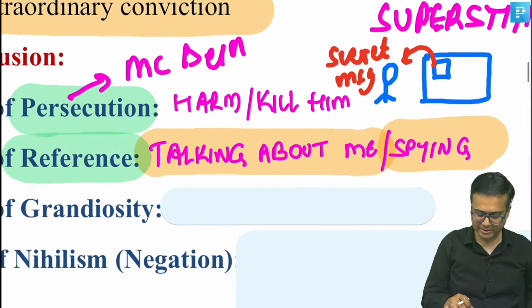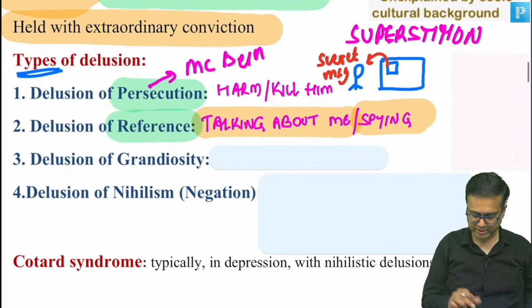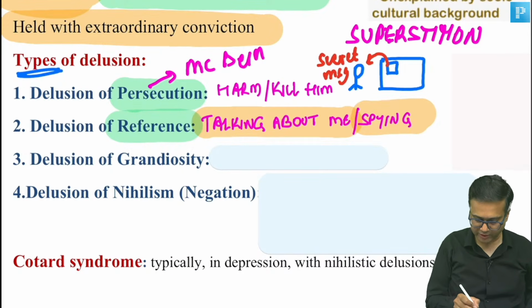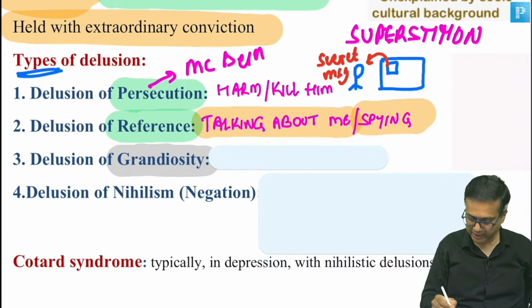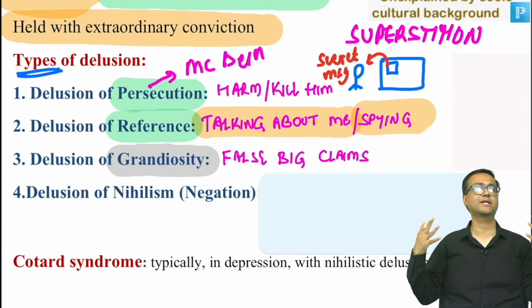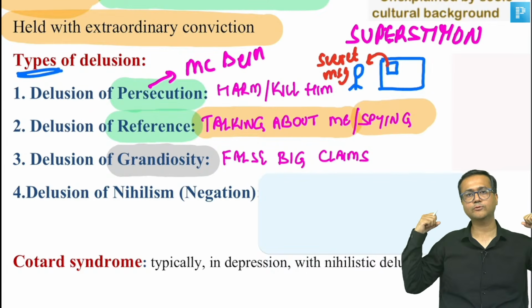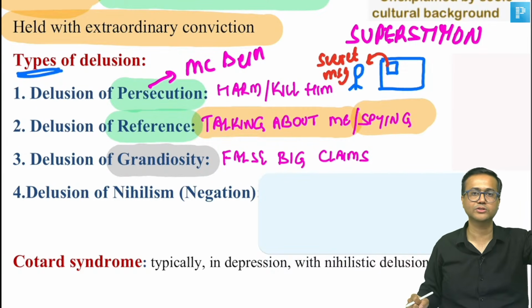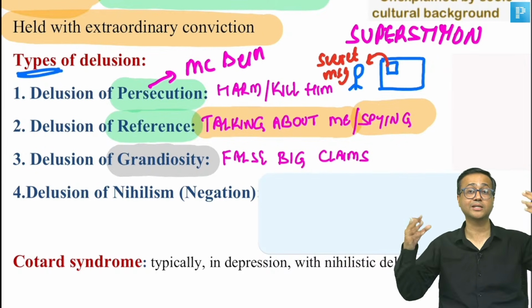Let's discuss now, beta, the next two delusions together. So the next delusion, beta, which we are going to discuss is delusion of grandiosity. Beta, grandiosity ka matlab hai big. So here the patient is making false big claims. So patient may say I am the king of the world. Patient may claim that I have supernatural power. Just like Thanos, he thinks I can snap my finger and do anything. He's not doing anything, but he thinks he can do anything.